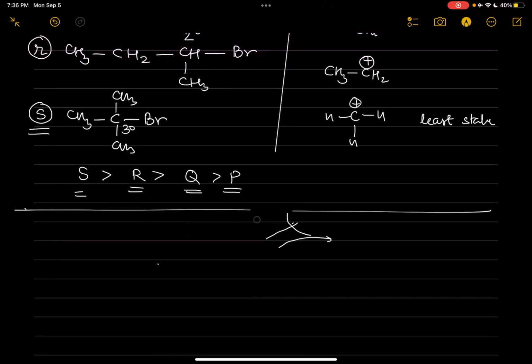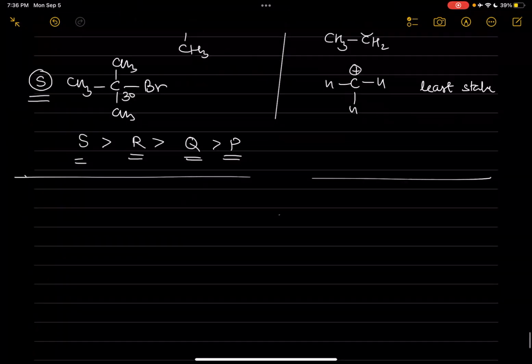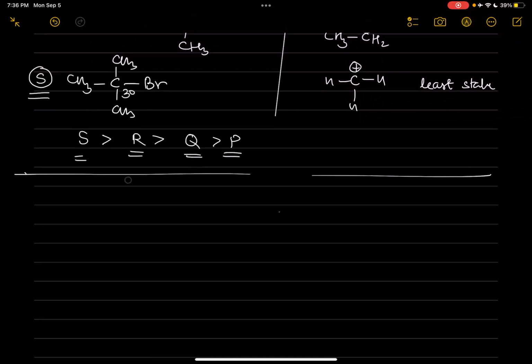So in SN2 also there is a nucleophile coming and a leaving group going out from the other side. So what happened to the 3 bonds? They get flipped away. They actually move like this. So, the stereochemistry of SN2.